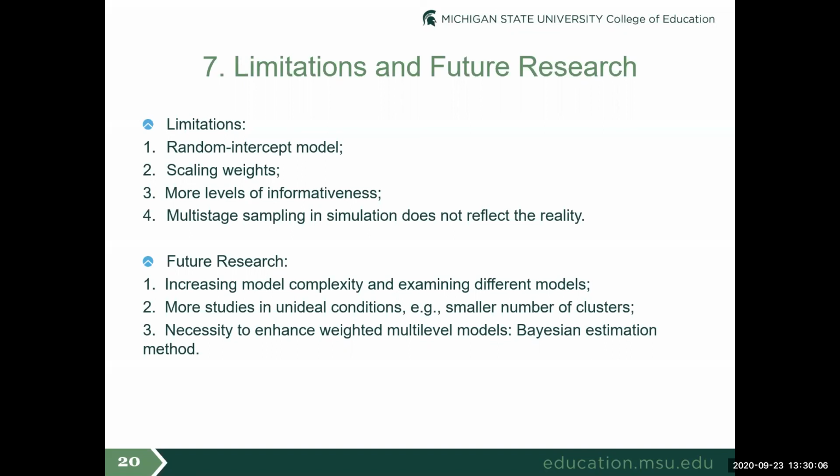Number 3, more levels of informativeness are necessary to be studied, because I just have 2 levels of informativeness of selection. If we have more levels of informativeness, it might tell us under which condition the parameter might be estimated unbiasedly. Number 4, multi-stage sampling in the simulation is simplified in the present study, so it does not reflect reality well. So in the future, we might increase the model complexity. Increasing the model complexity and examining different models might explain why ICC does not change in certain conditions in the current study.